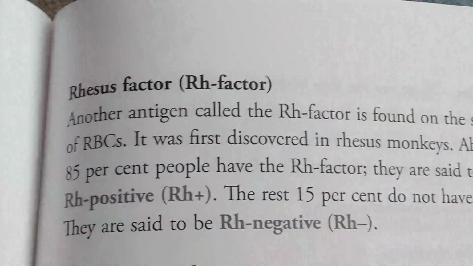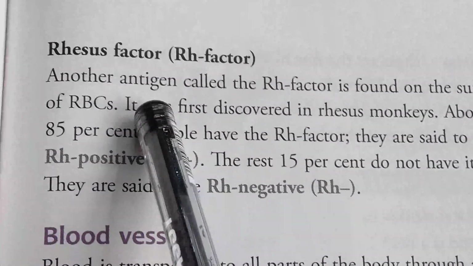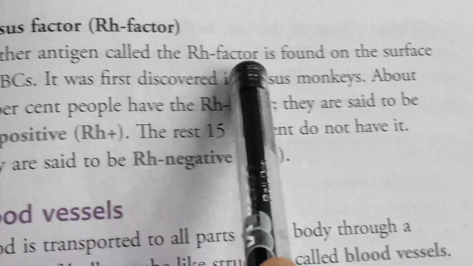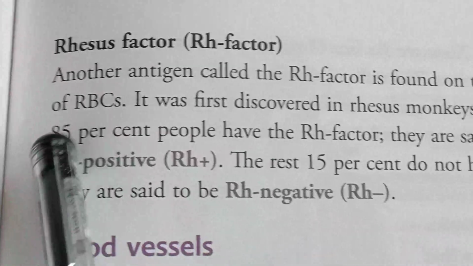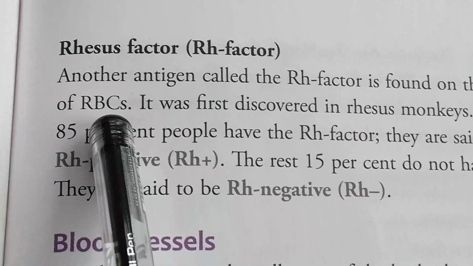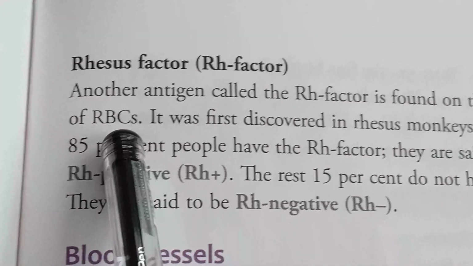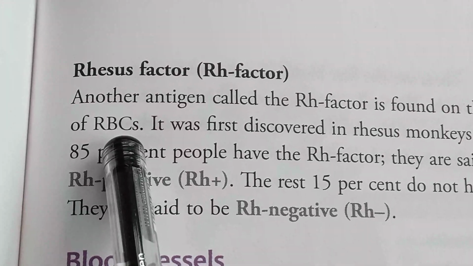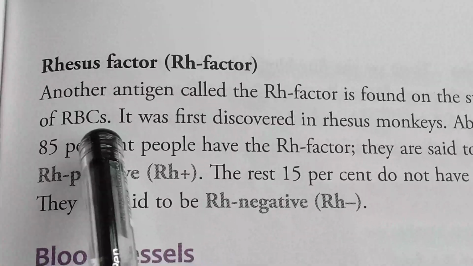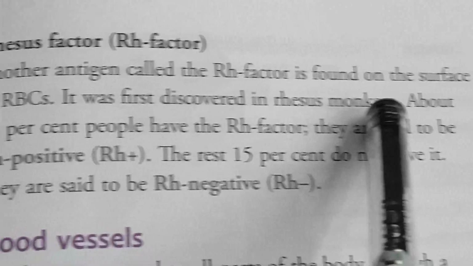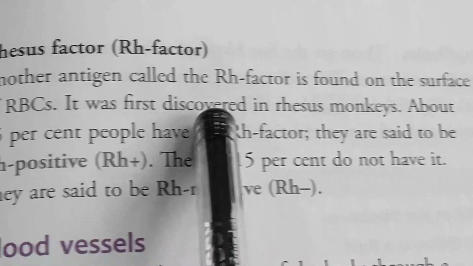Next, rhesus factor or Rh factor. Another antigen called Rh factor is found on the surface of RBC. So as well as antigens A and B, the Rh factor is also present on the surface of RBC. It was first discovered in rhesus monkeys. From that, its name is Rh factor.